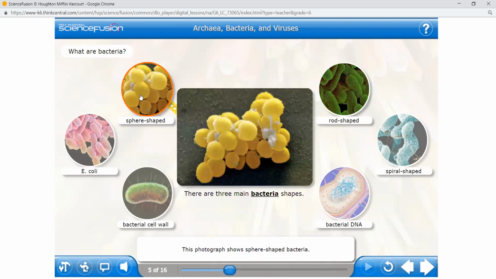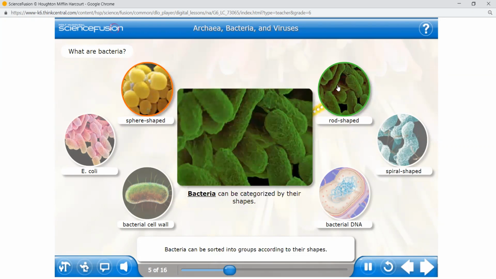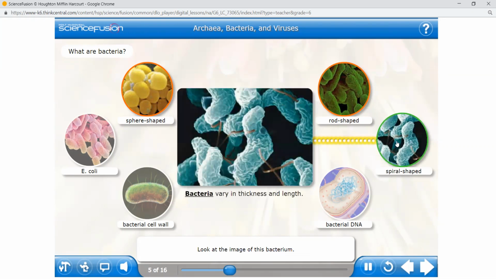When I say sphere shaped, they're like balls, like rods, like spirals. They have three shapes: sphere shaped, rod shaped, and spiral shaped. Bacteria can be sorted into groups according to their shapes. This bacterium is rod-shaped. Look at the image of this bacterium. All of these are bacteria, and there are different shapes of bacteria.